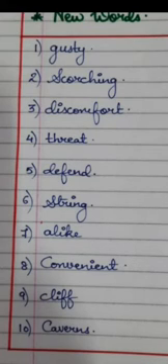Tenth one, caverns. Now caverns means what, children? Large caves. Okay. Where bats take shelter. Caverns. I repeat, caverns.